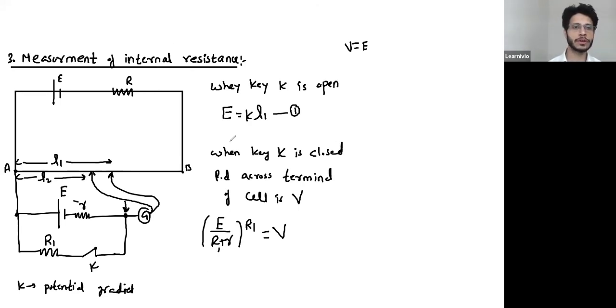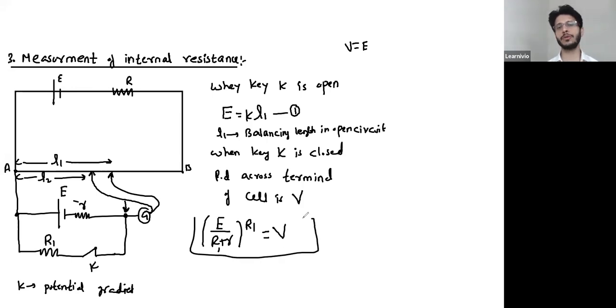So I write this as: L1 is the balancing length in open circuit. This portion I'm using from the terminal potential difference and internal resistance of the circuit. So when I close the key, the balancing length is L2. L2 is the balancing length in closed circuit.